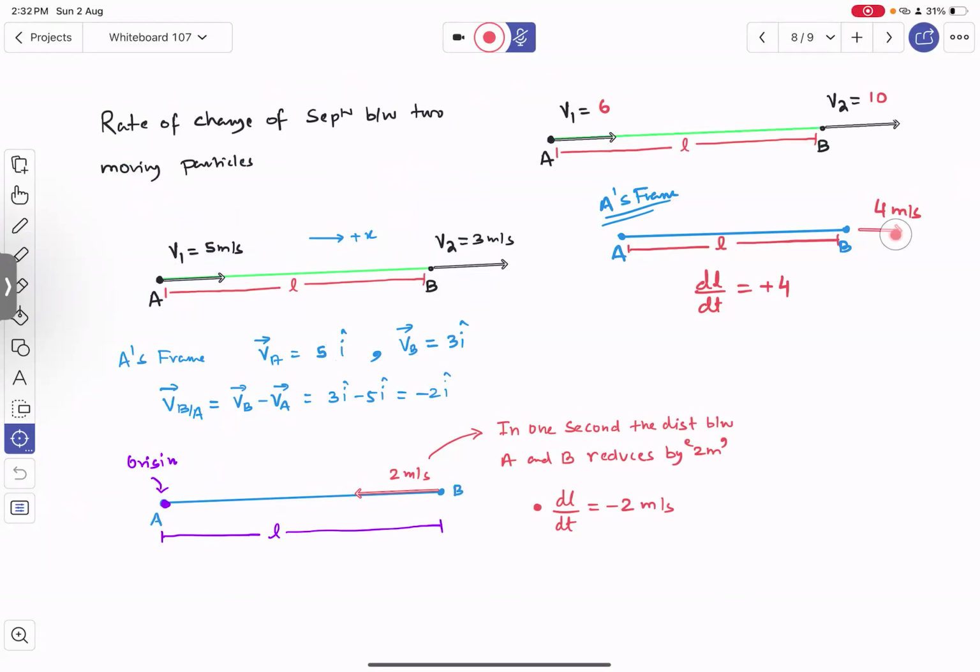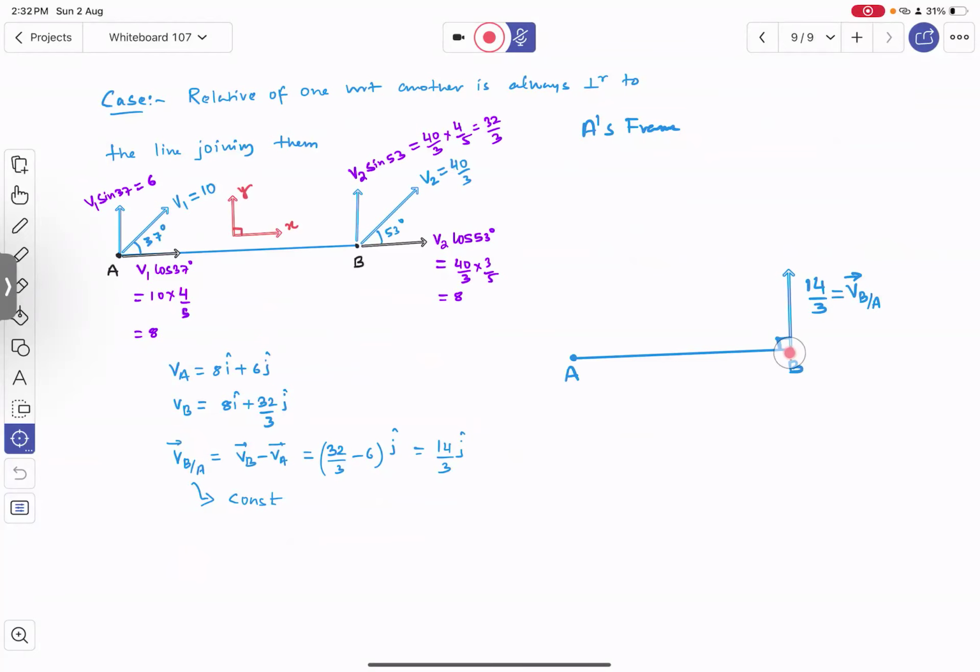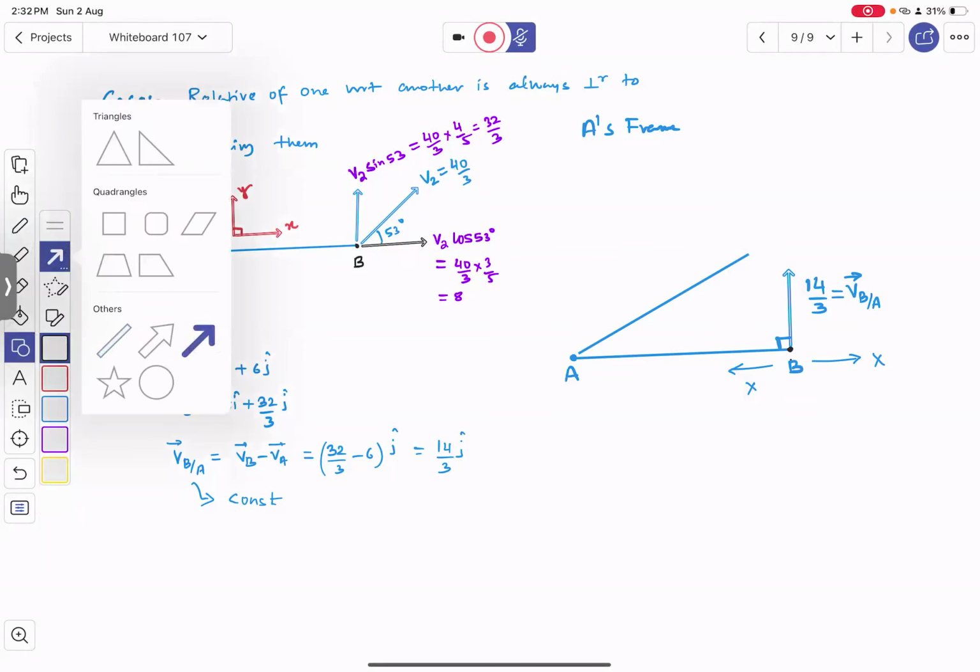Because the velocity of B with respect to A had a component in the direction of the line joining them, due to that, the separation between them was changing. Now in this case it has got nothing along the line joining them, so point B is not moving towards A, and it is neither moving away from A. So what it is really doing is going around A. After some moment, you will realize that point B will be reaching here.